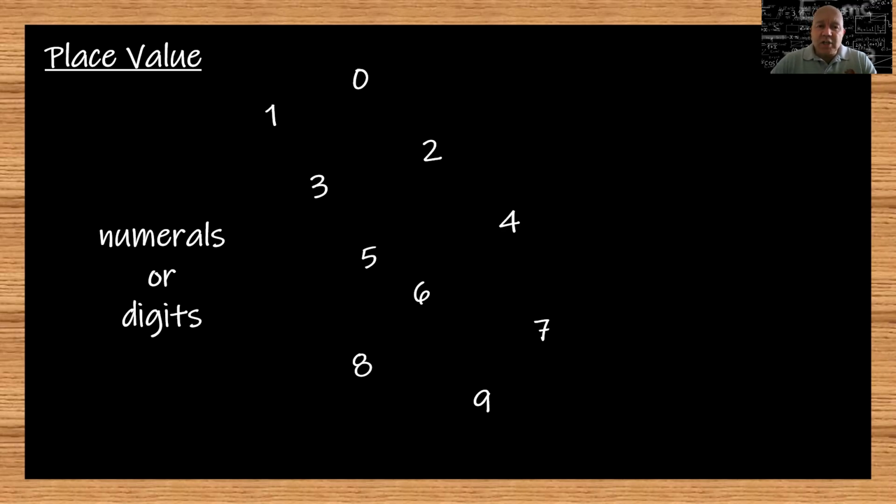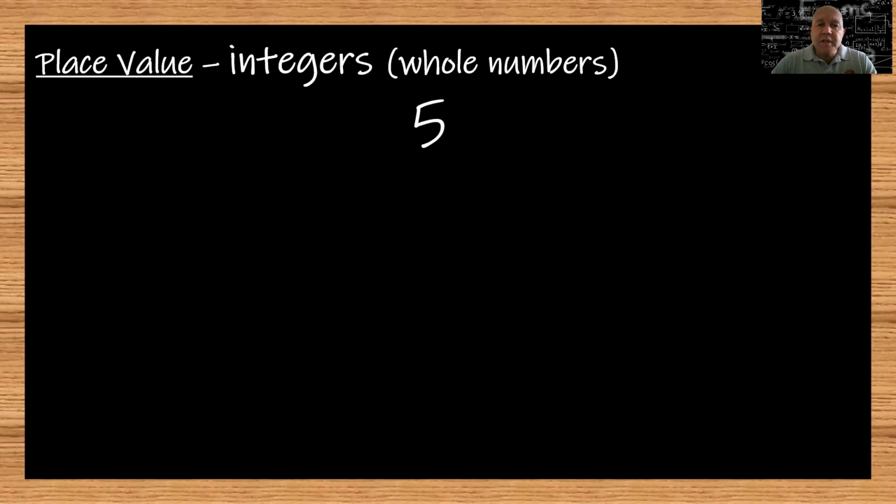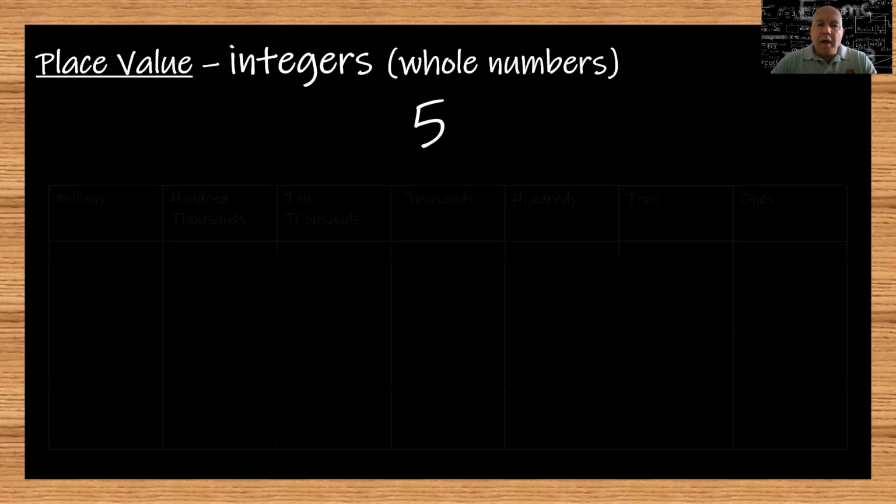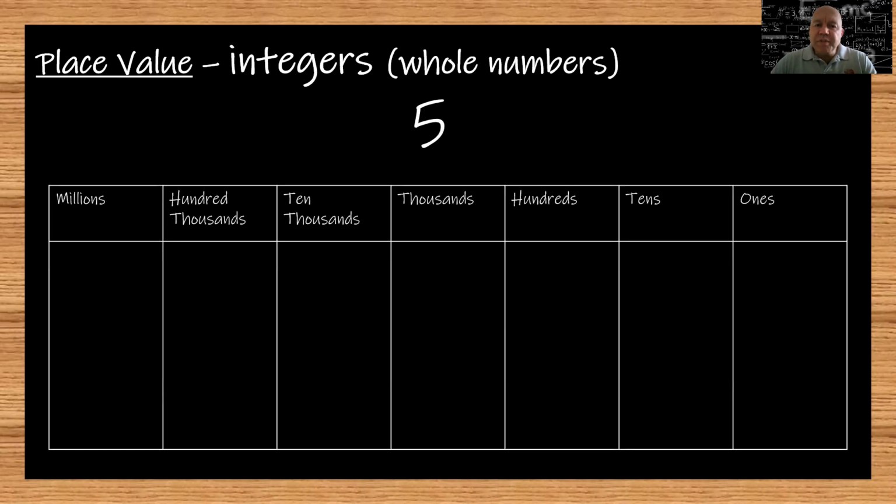And with those 10 digits or numerals, we can make any number we like, as long as we place them in the right place, so as long as we give them the correct value. Okay, so here's a whole number, an integer, the number 5. Now, with different positions, it has a different value. If we move it into the ones column, then it's simply 5 units, 5 ones. Okay, it's got quite a small value.